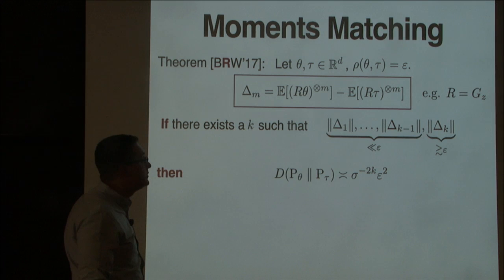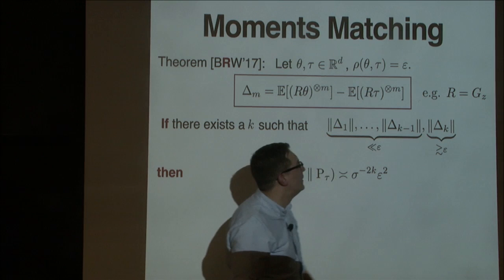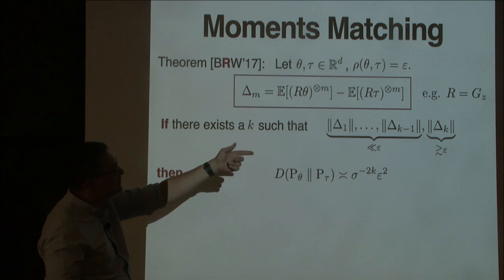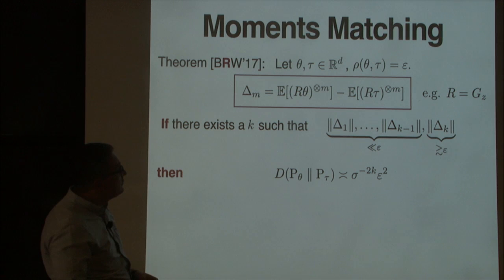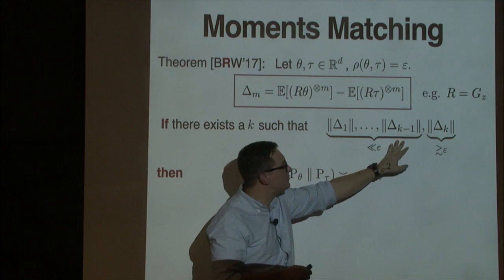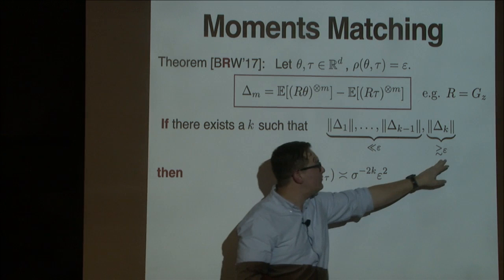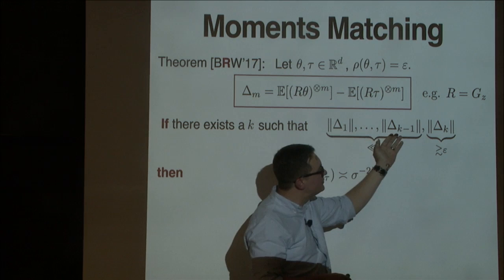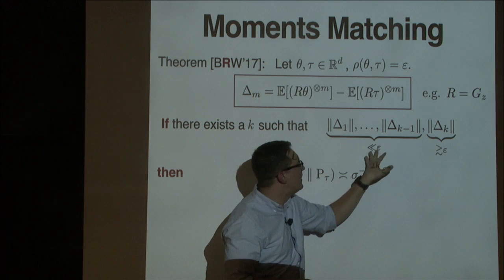We can do this for any compact subgroup of the orthogonal group, but let's just think of the group of shifts. The result goes as follows. If there exists a k such that all the first k minus 1 gaps between moments of order m are essentially indistinguishable, much smaller than the scale at which I'm considering the problem, but the kth one is actually at the scale at which I'm considering my problem, the way to think about this is 0, 0, 0, 0, non-zero. This is essentially the amount of statistical noise I need to see whether those are 0 or not.